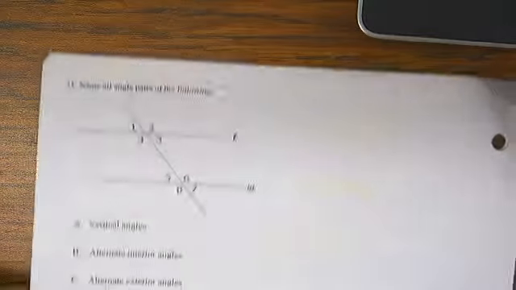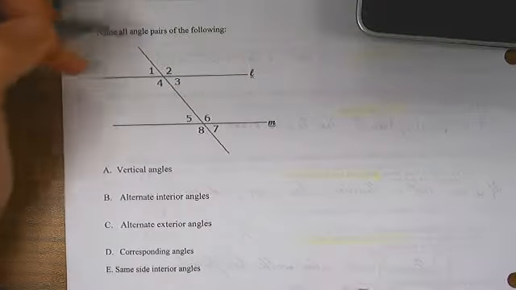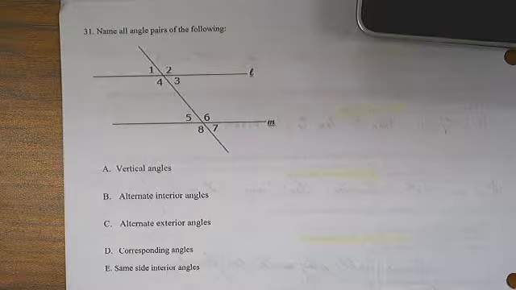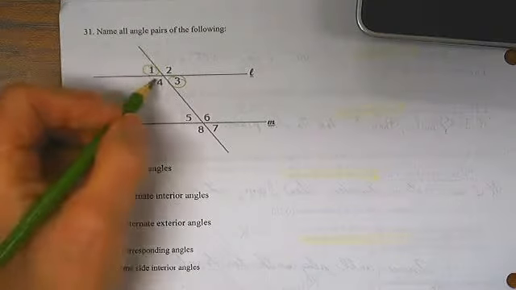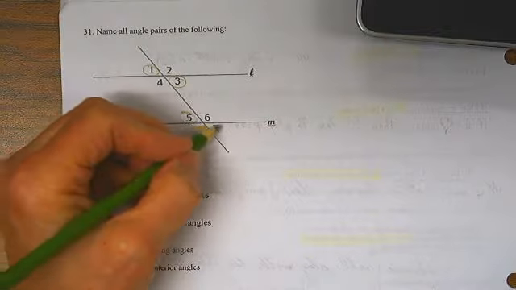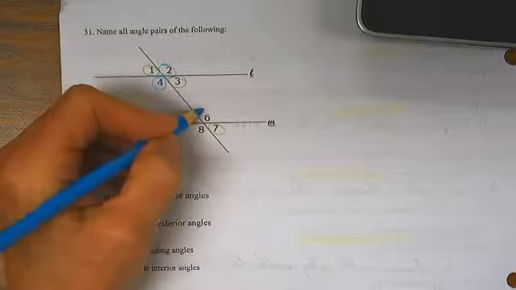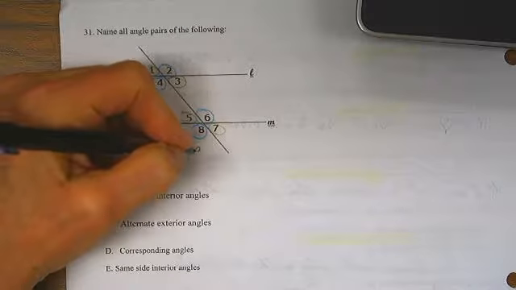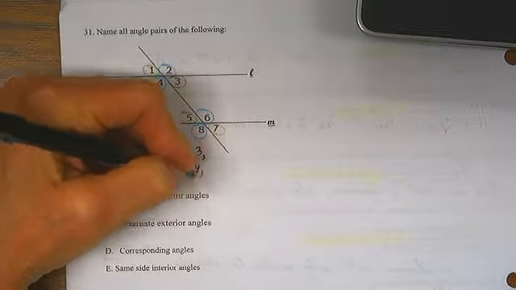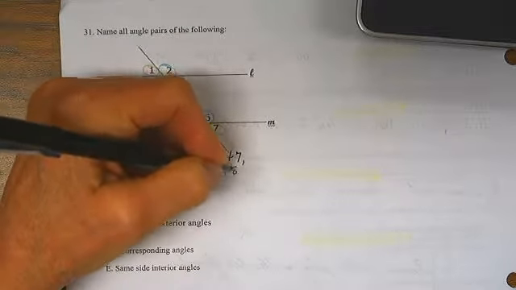Let's look at 31, the last problem in the section. Name all angle pairs. Okay, we're going to need some color for this one. 1 and 3, 5 and 7, 2 and 4, 6 and 8. Those are all vertical angles.